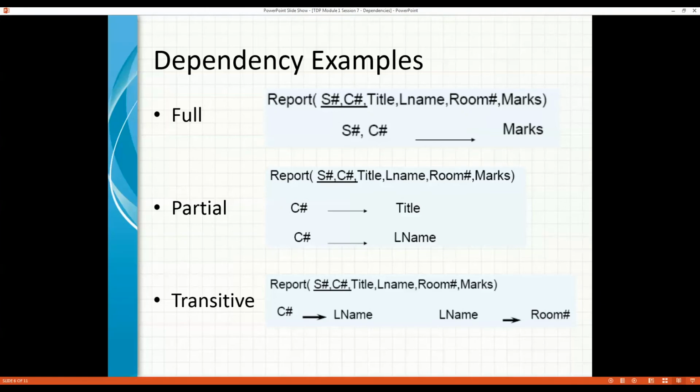In this, we see that room number does not directly depend on the course number. Instead, it depends on last name. So this is labeled as a transitive dependency.